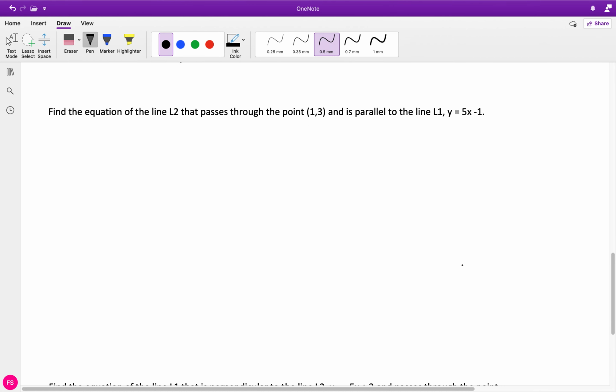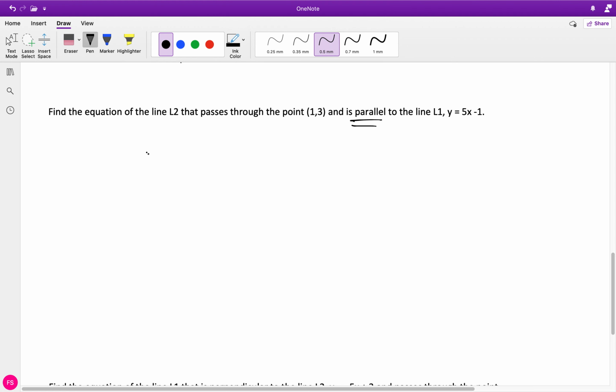So this is the first type of question. We have to find the equation of the line L2 that passes through the point (1, 3) and is parallel to the line L1. Now, this is very important. We already know that the two lines are parallel. We don't know the gradient for this line, but you can use the gradient of this line because their gradients are going to be the same.